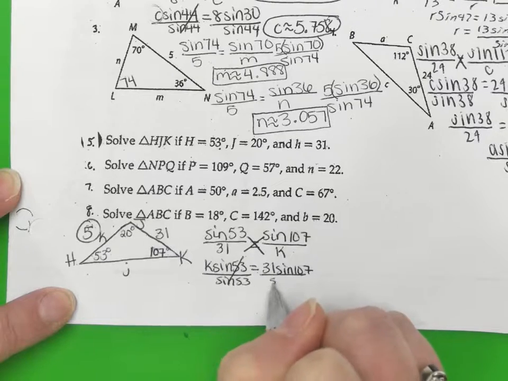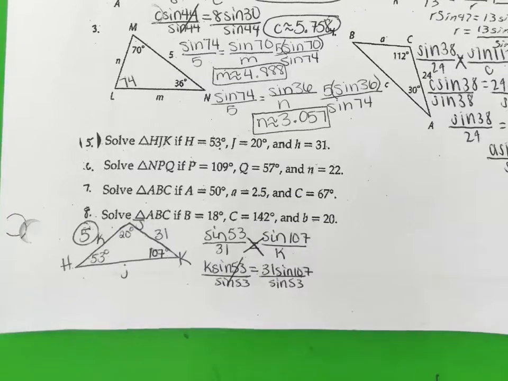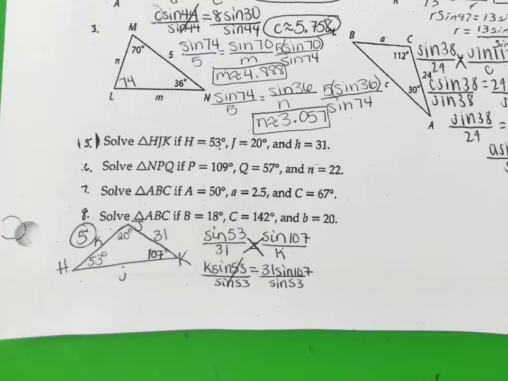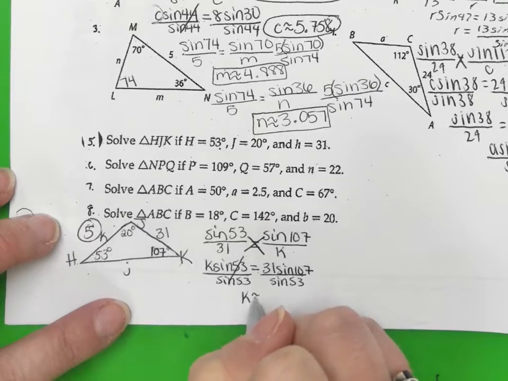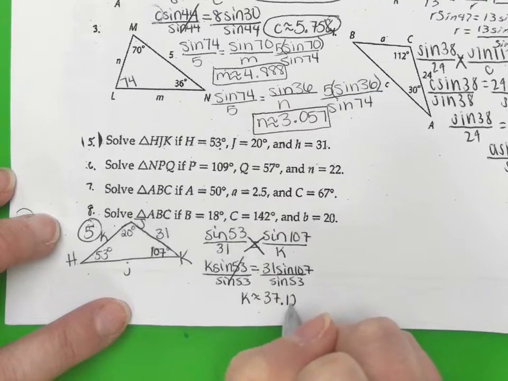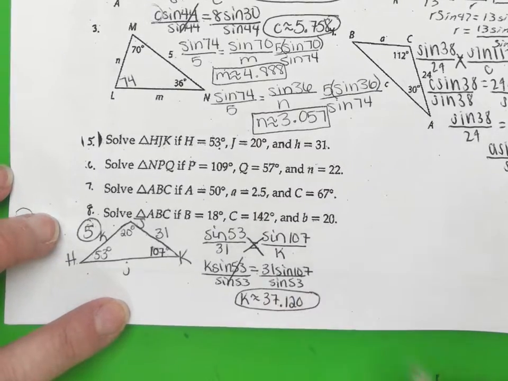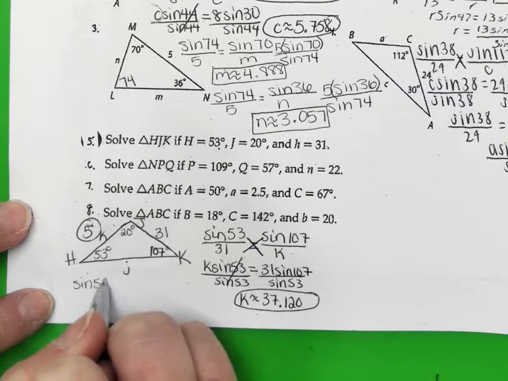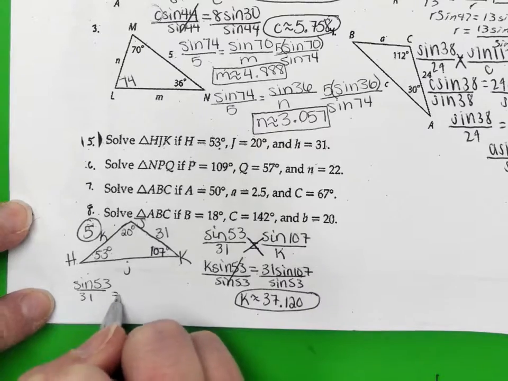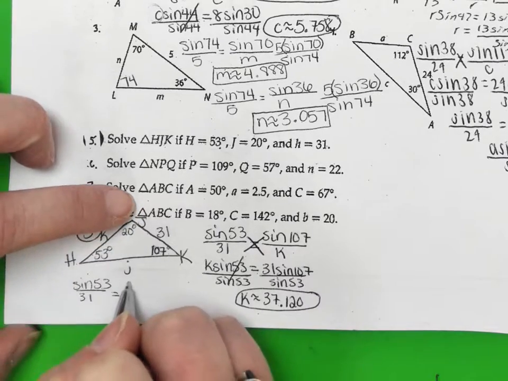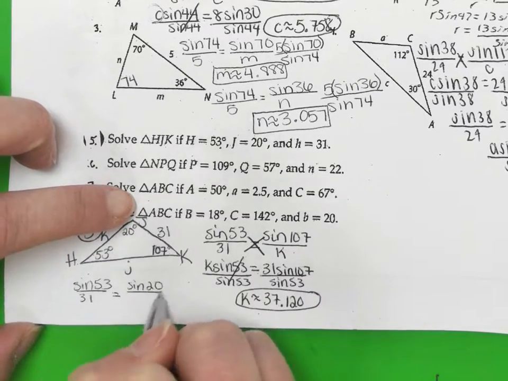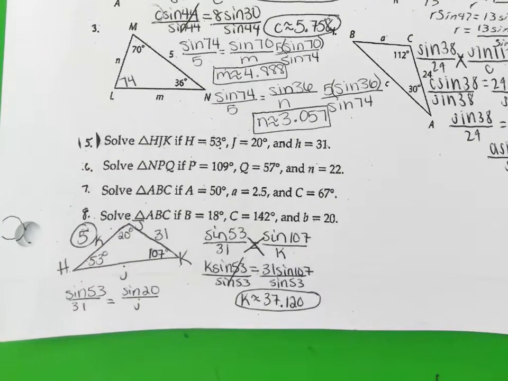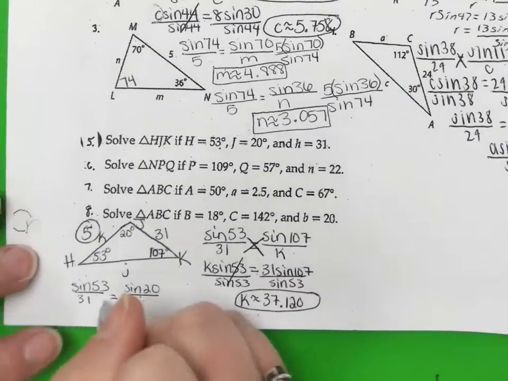Might have to grab a piece of paper for this one. So, did you get 37.120? Did I get that one? Okay, so let's use that same side we know, sine of 53 over 31, but this time we gotta find J. So sine of 20 over J. Y'all okay? Let's feel like y'all are already there. We're working ahead. Just fine.